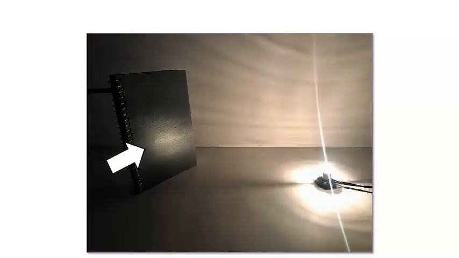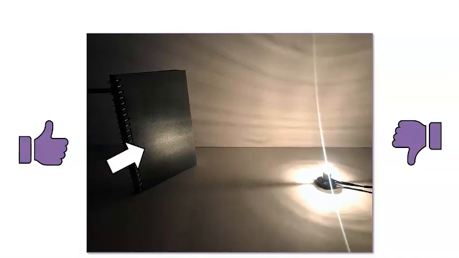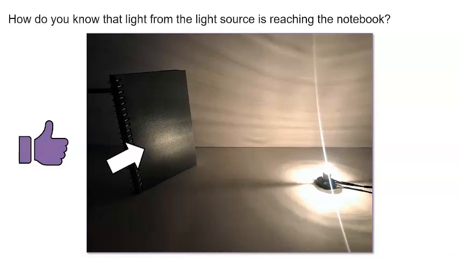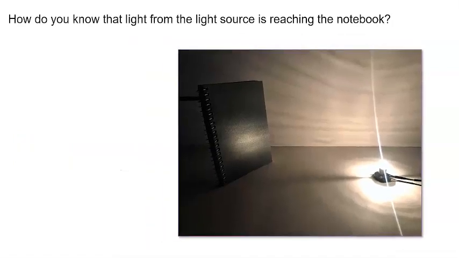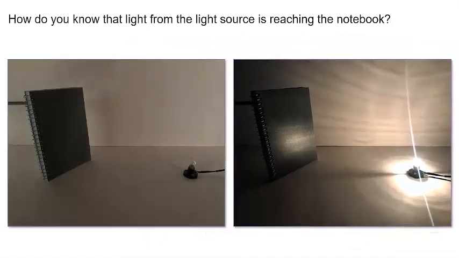If the light from the light source reaches the notebook, give me a thumbs up. If the light from the light source does not reach the notebook, give me a thumbs down. Is your thumb up? If so, great job. How do you know that light from the light source is reaching the notebook? Well, when the light bulb is off, the notebook is dark, but the notebook is bright when the light bulb is on. The light source illuminates the notebook.